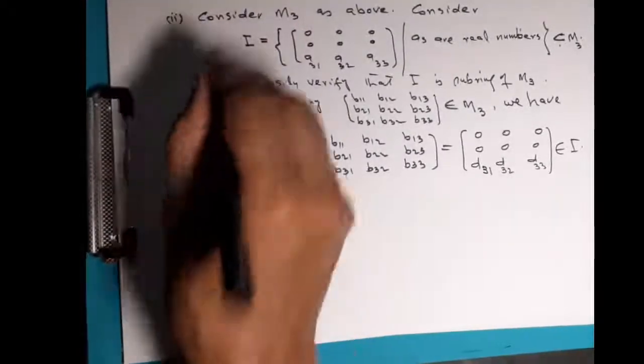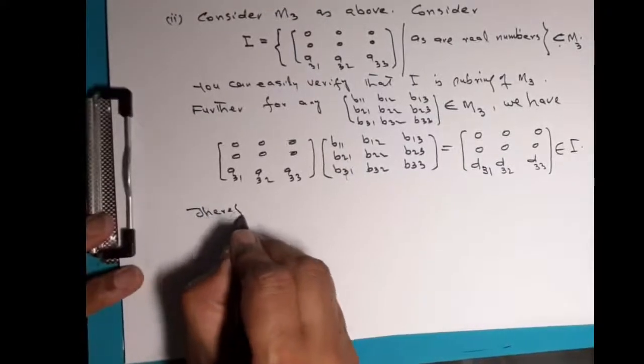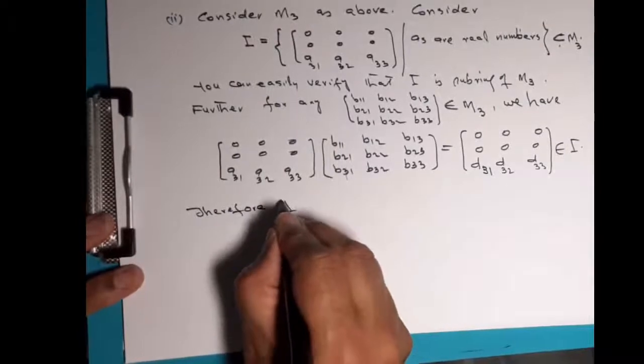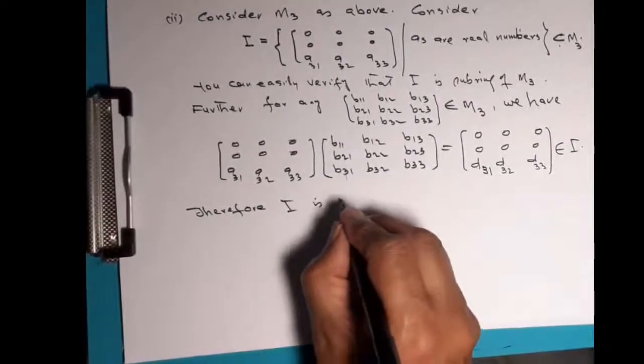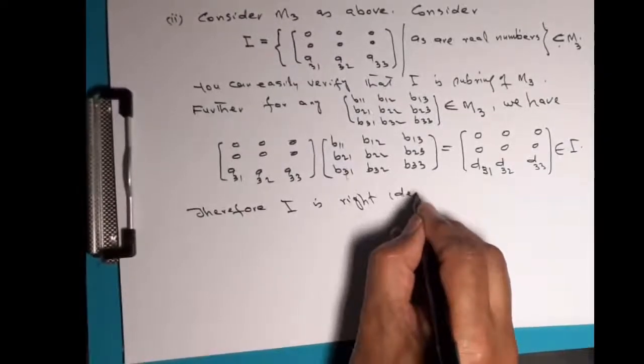So therefore, in this particular case, that particular subring of M3 is a right ideal of M3.